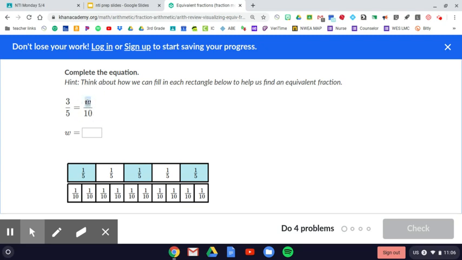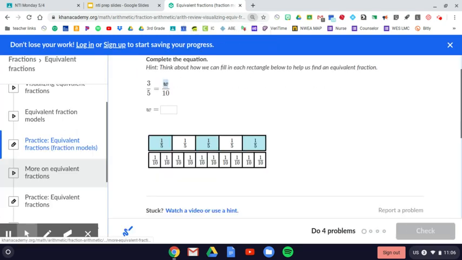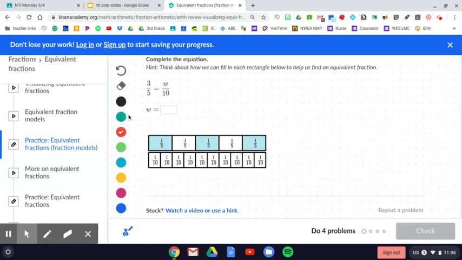Now, this W is a variable that we talked about a couple weeks ago. It's just a placeholder. This means 3/5 is equal to how many tenths? Let me zoom out a second and get my pen back. There we go. Okay. Make it red.